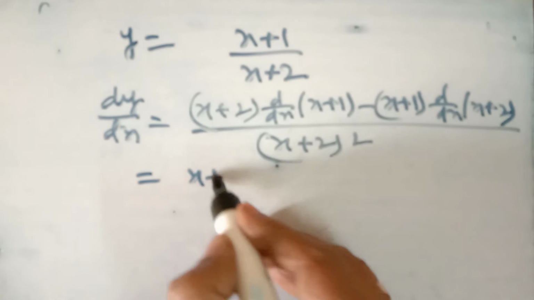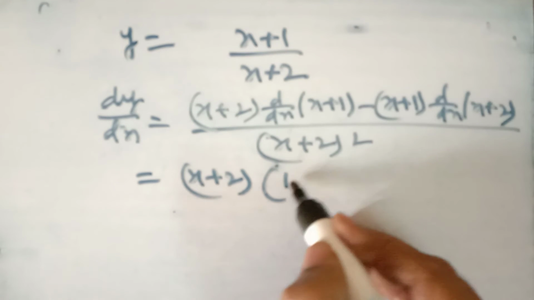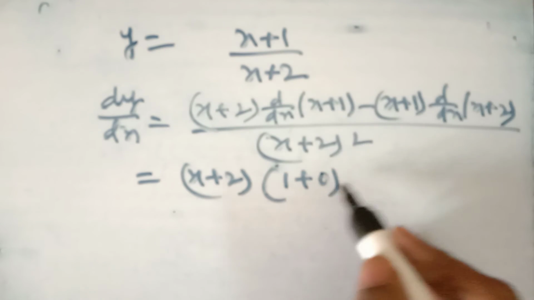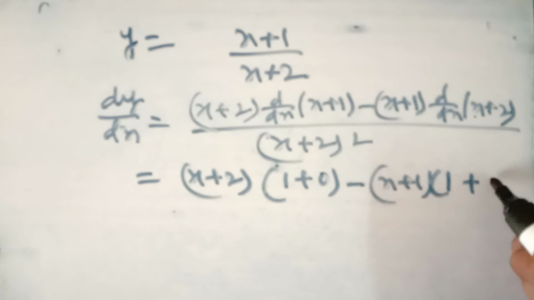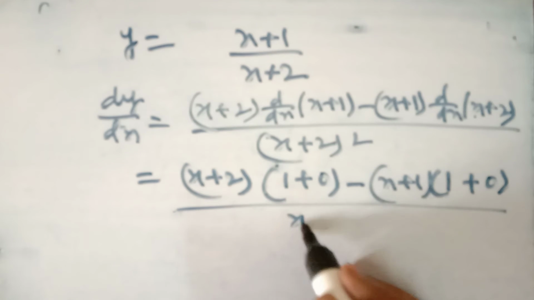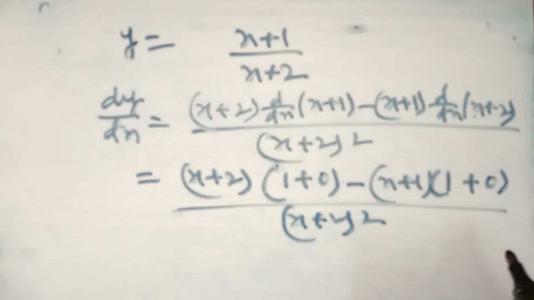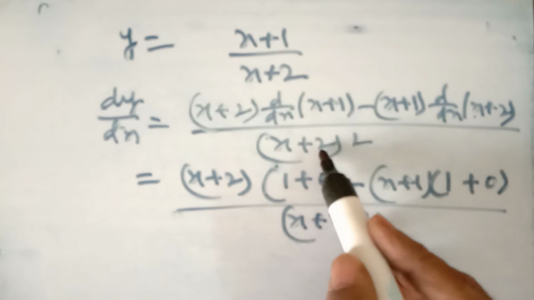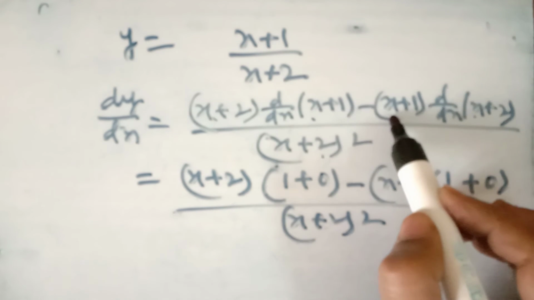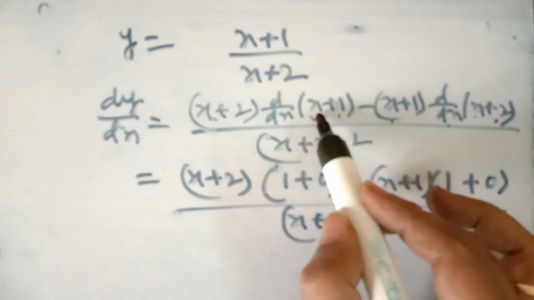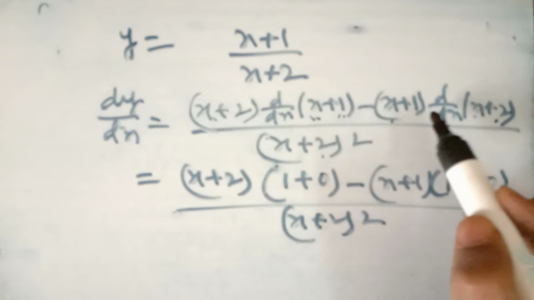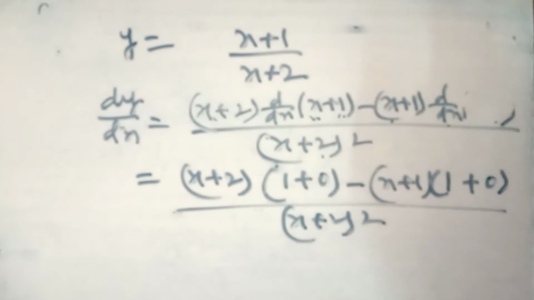अब आप इसका डेरिवेटिव पता कर लीजिए. x plus 1 का डेरिवेटिव 1 plus 0, क्योंकि x का डेरिवेटिव 1 होता है, 1 कांस्टेंट, इसका डेरिवेटिव 0. And similarly for this bracket, x का डेरिवेटिव 1 और 2 कांस्टेंट, इसका डेरिवेटिव 0, upon x plus 2 का whole square. You can simplify this as far as possible. Square of the denominator, derivative of the numerator minus numerator, derivative of the denominator, that is x plus 2.